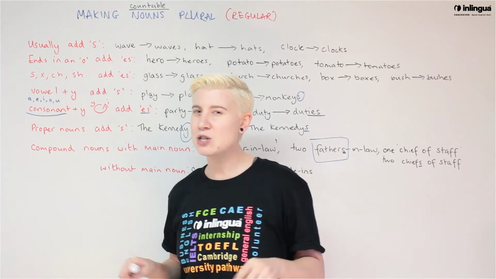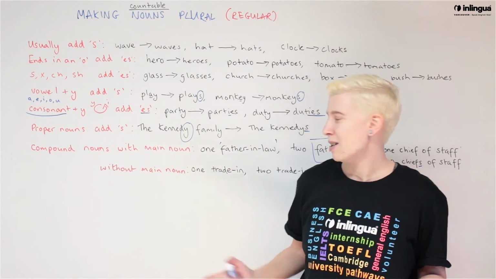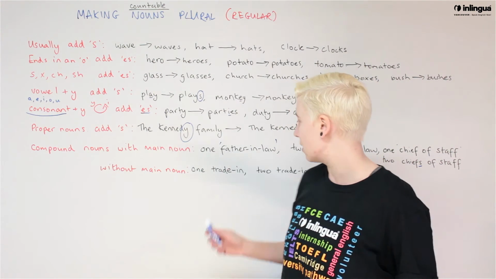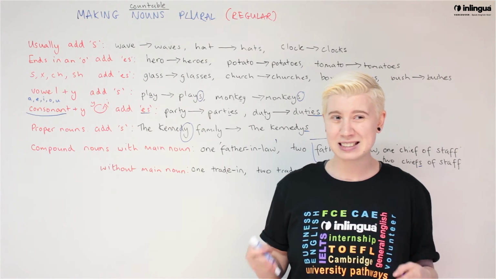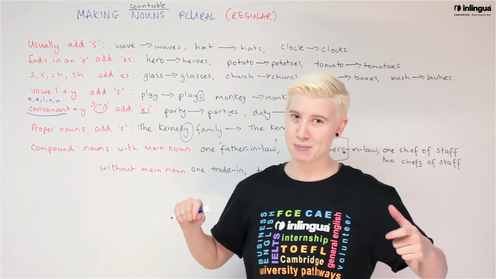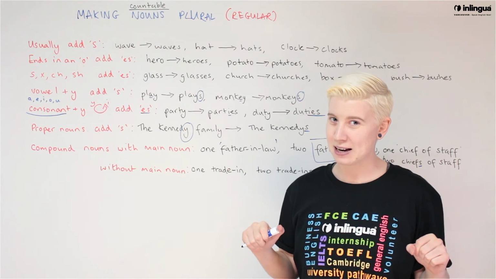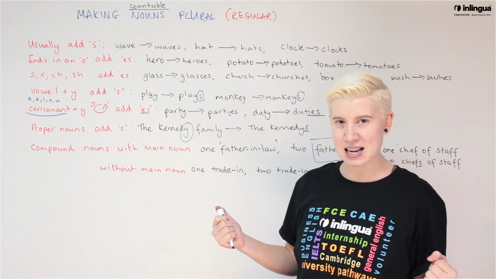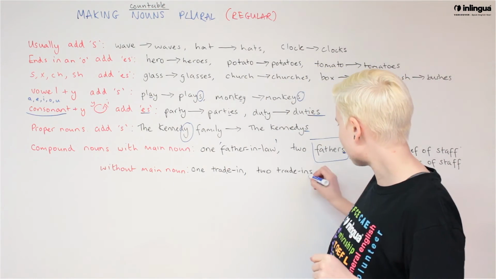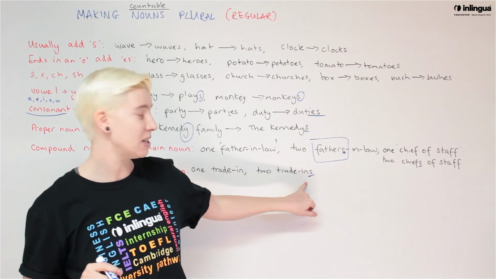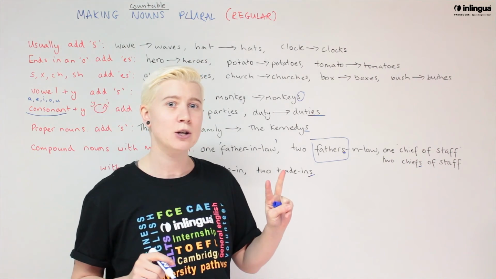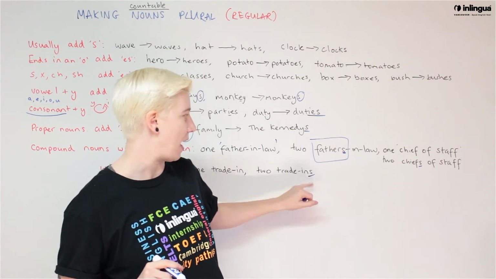But what if we don't have a main noun? Sometimes we get a compound noun with no clear main noun, like trade-in. It's a noun when it's together, but if you take those words apart, you've got a preposition and a verb, so it's not really clear. Can we say trades in? No, we can't. When we don't have a main noun, all you have to do is add your S to the end of the compound noun. One trade-in, two trade-ins.